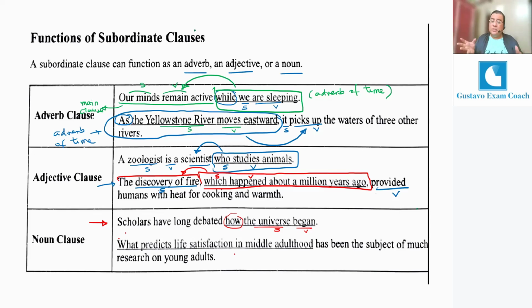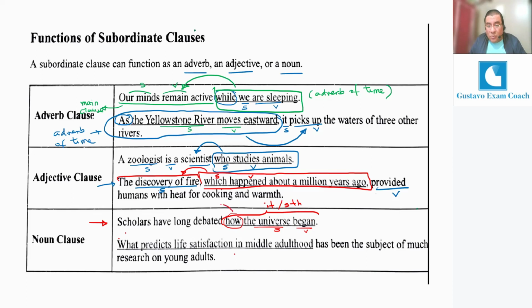If I ask you this question, what have scholars long debated? What is the subject of their debate? You would say, oh, how the universe began. That is what they debate. Yes, we could actually replace this whole clause here, how the universe began, with, for example, it or something, right? Scholars have long debated it, have long debated something. Yes, what is the role of this fragment then? How the universe began is the direct object of the verb debated, or have debated.